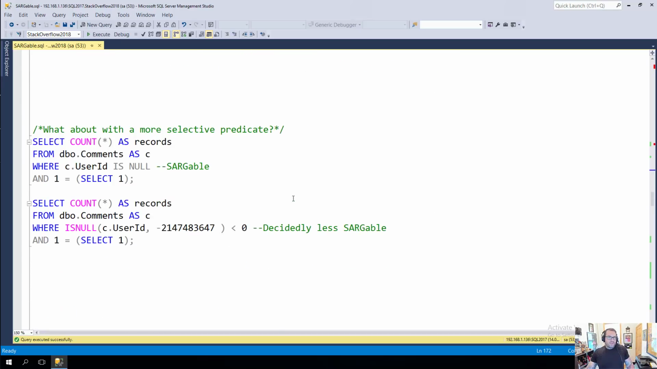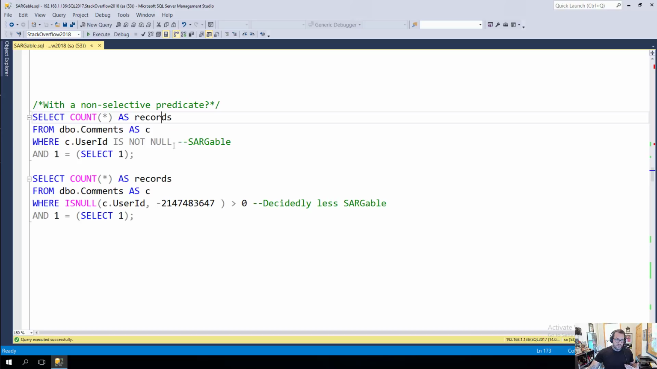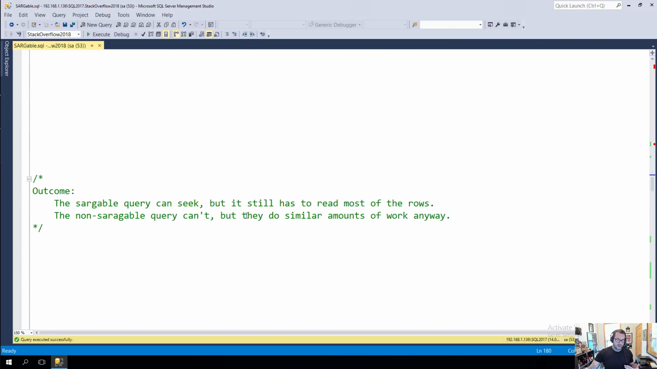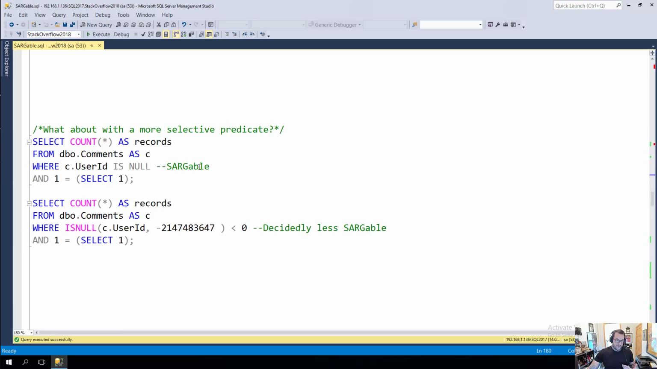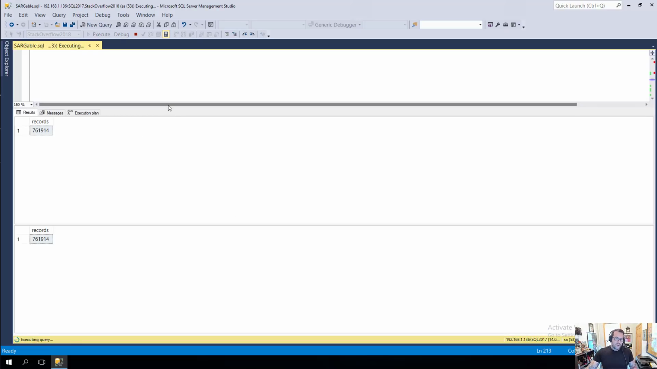With more sargable predicates, with more selective predicates, sargability does start to matter more. So I'm going to run these slightly differently. Before, we were looking for where user ID is not null, and where isnull user ID is greater than 0. Now we're going to be looking for where user ID is null, and where isnull user ID, negative 2 billion, is less than 0. So this is where some cracks will start to show.